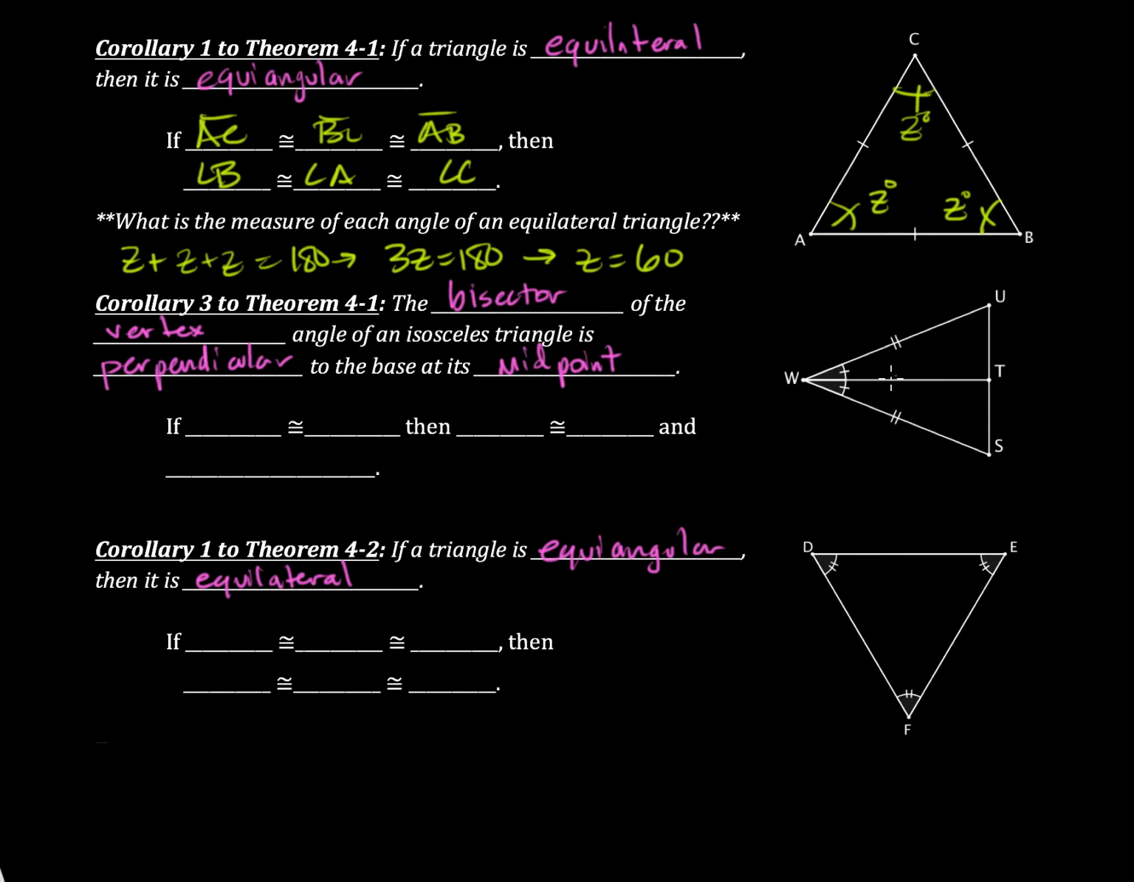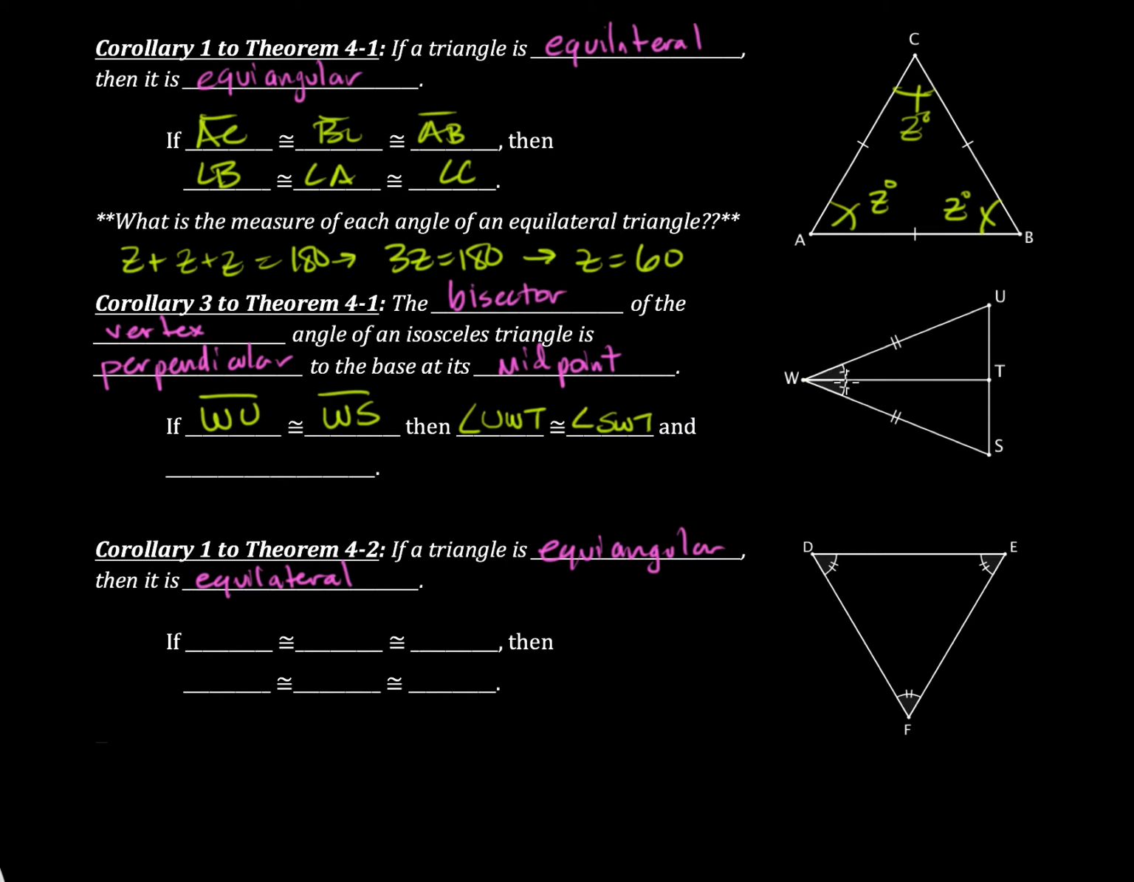That's a little bit wordy, but here's what we have. We have this triangle here where segment WU is congruent to segment WS. In other words, it's an isosceles triangle. And this vertex angle W, that's the vertex where the legs meet. That angle has been bisected. You can see here that angle UWT is congruent to angle SWT.